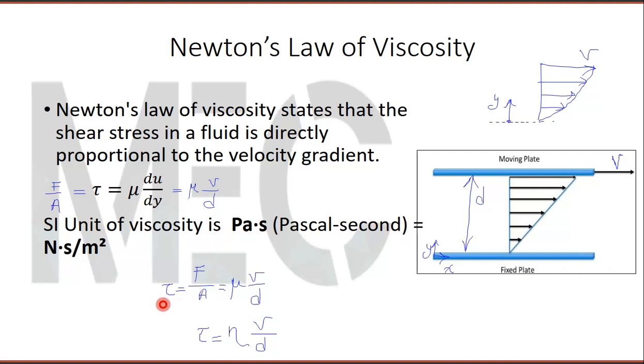Another point to mention here is that this is the formula we have. Tau equals mu v over d, or tau equals mu times dv over dy. If we have the same velocity gradient for water and honey, for example, we want to compare these two cases. If the same profile is there, which one means the greater force? The answer is clearly honey, because dv over dy, or v over d, is the same for both cases. The greater the viscosity, the greater the force needed.